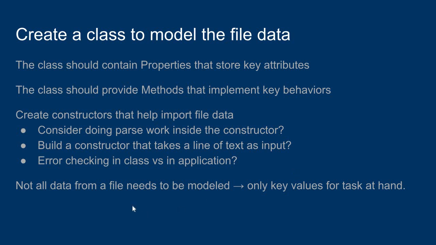Something to think about is that not all data from a file has to be included in a data model. Only the values that you need to do the work should be modeled. So for example, if I have a data file that has 30 columns of data, but I am only focused on maybe 3 columns worth of data, I don't need to create a class that contains a property for every single column. I could create a sparse class that maybe only has 3 or 4 key properties, and the rest of the data I don't worry about.